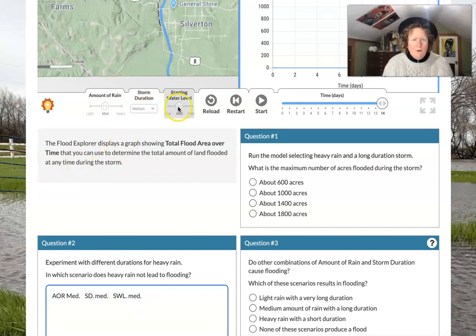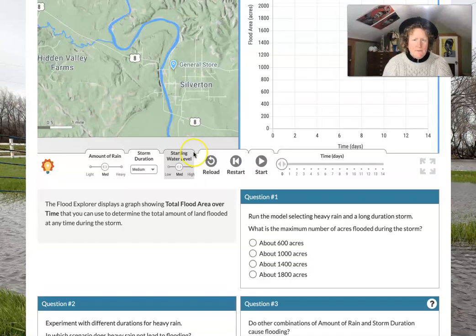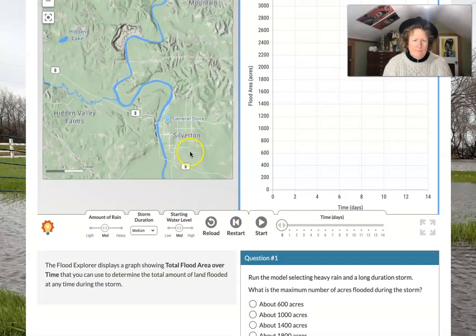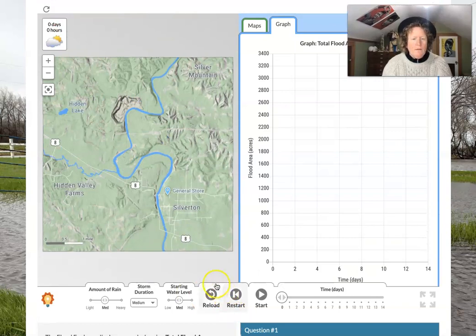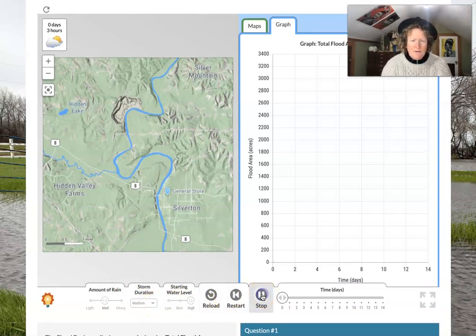Let's move the starting water level up to high. Let's reload the simulation because we didn't get any flooding. Let's move the starting water level to high. And let's see if that gets us some flooding. Ooh, we're getting a little bit of flooding there.